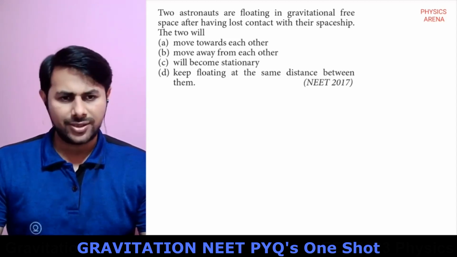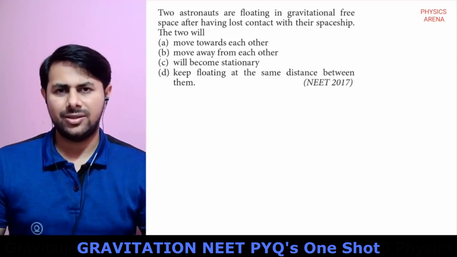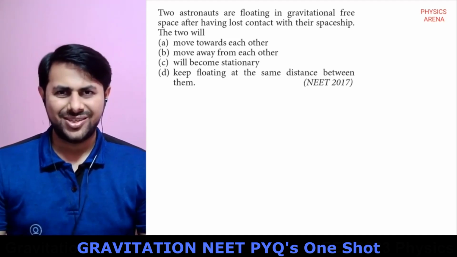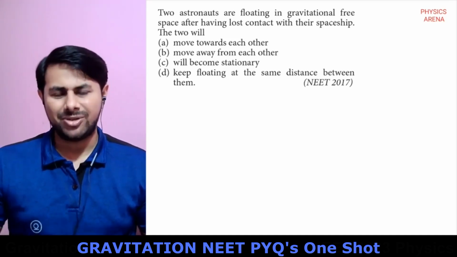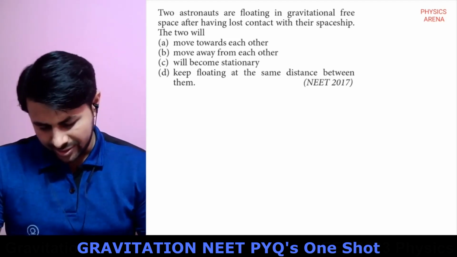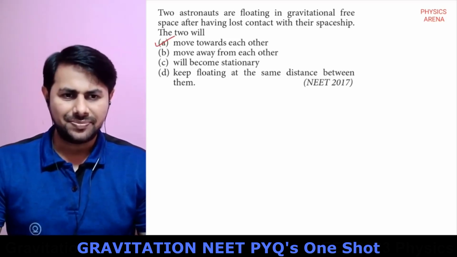Option A, move towards each other. Right. Space being gravitation free means they are far away from any other mass in the universe. But they have their own masses, right? And because of their own masses, they will get attracted towards each other. So option A is correct. Good, Indira.